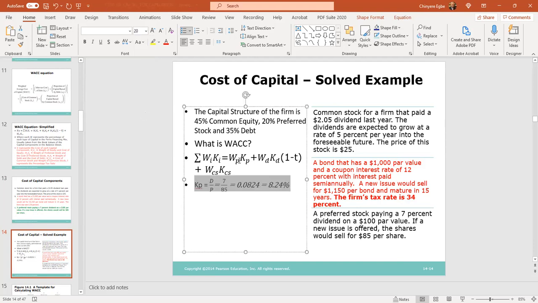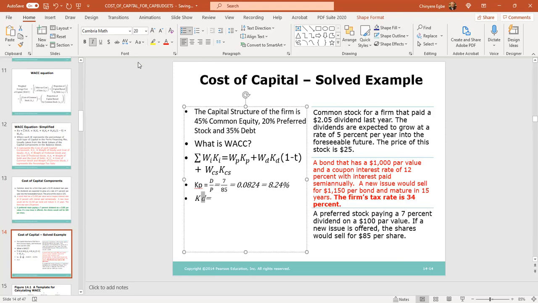Very good. Now we're going to calculate the cost of debt. So how do we calculate the cost of debt? For this problem, that's where the trick is. What do you consider to be the cost of debt?